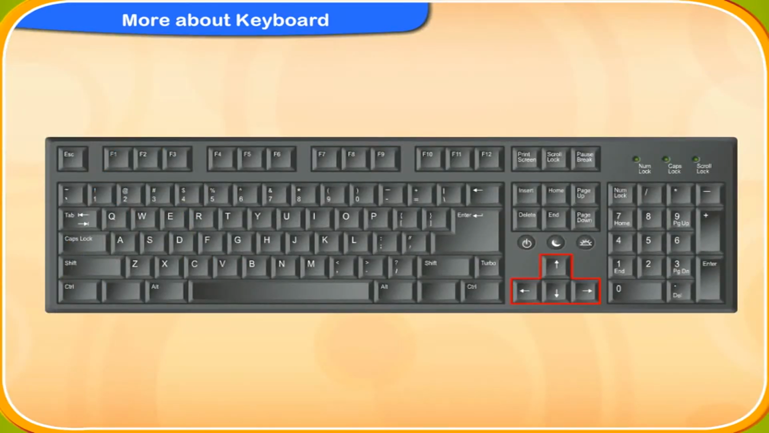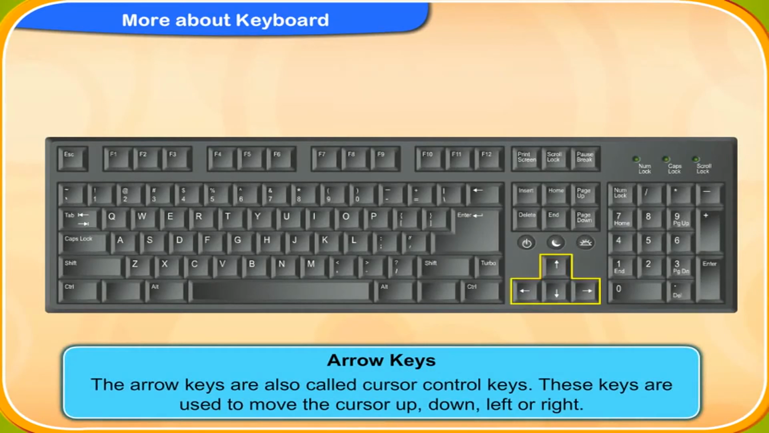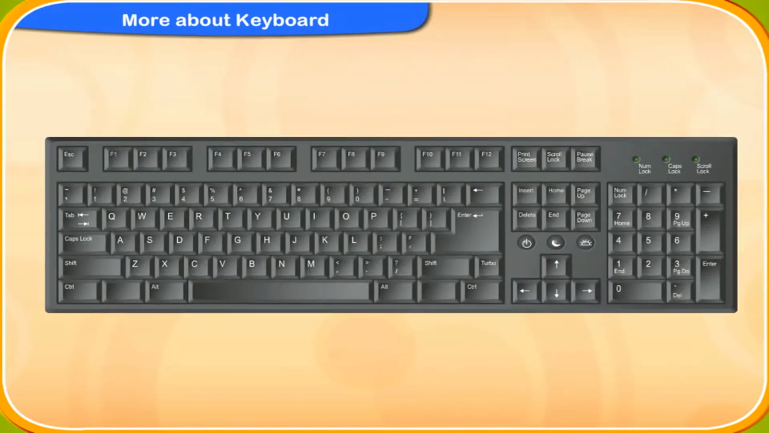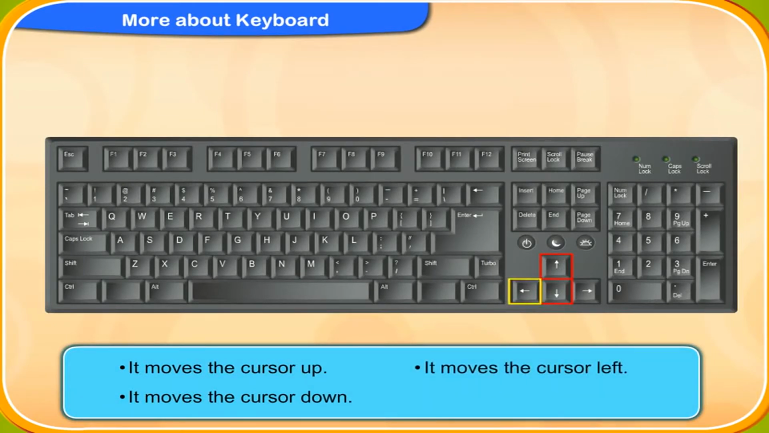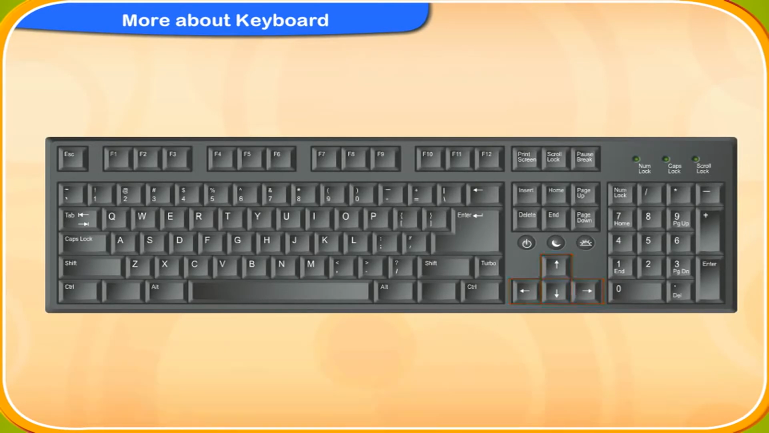These 4 at the bottom are the arrow keys, aren't they, Kiko? Yes, these are the arrow keys. The arrow keys are also called cursor control keys. These keys are used to move the cursor up, down, left or right. Which arrow key is used to move the cursor up? Yes, look at the keys. This key moves the cursor up. This key moves the cursor down. This key moves the cursor to the left. And this key moves the cursor to the right.